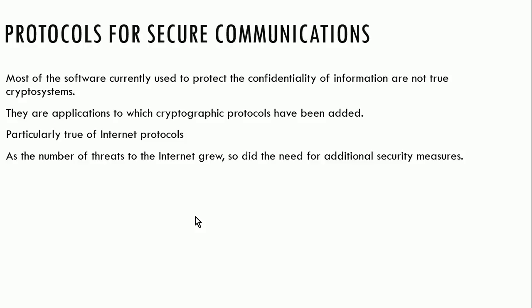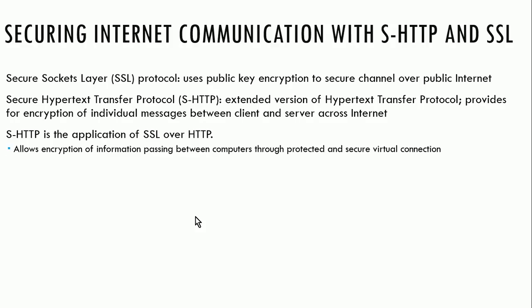Most of the software currently used to protect the confidentiality of information are not true crypto systems. They're applications to which cryptographic protocols have been added, particularly of internet protocols, which we're going to talk about in this course. As the number of threats to the internet grew, so did the need for additional security measures. One common implementation of encryption is HTTPS, which uses the Secure Sockets Layer, or SSL. That uses public key encryption to secure a channel over the public internet.